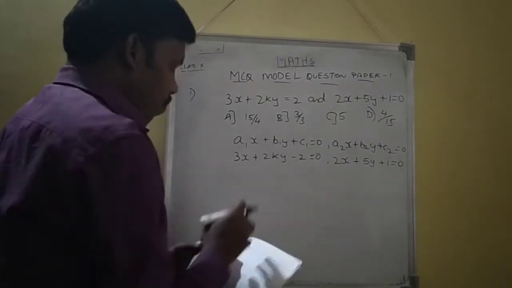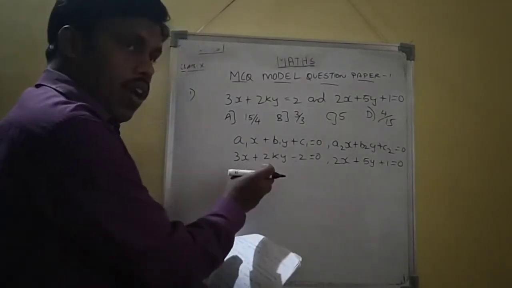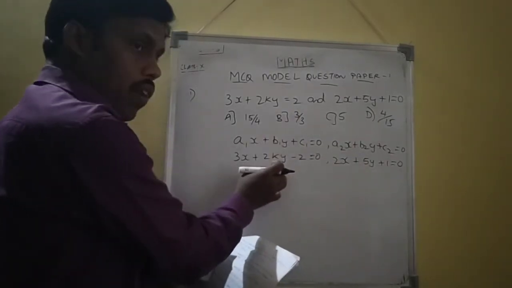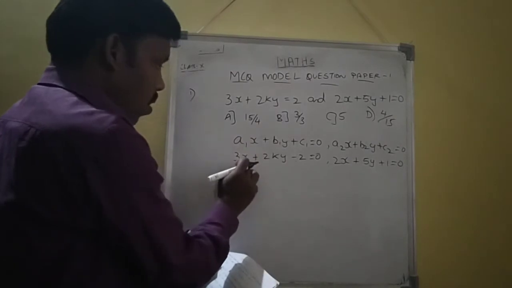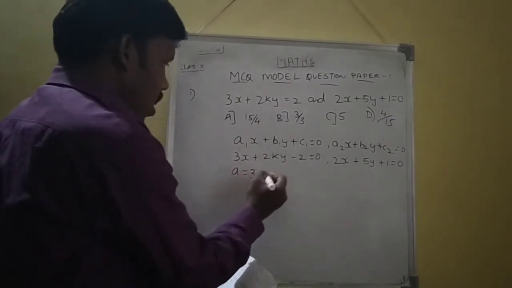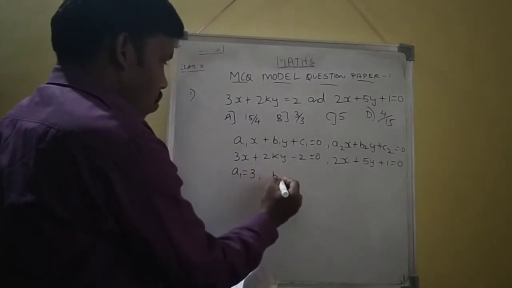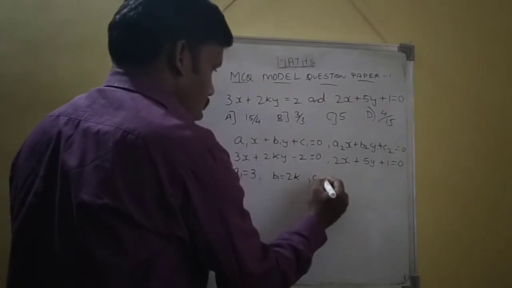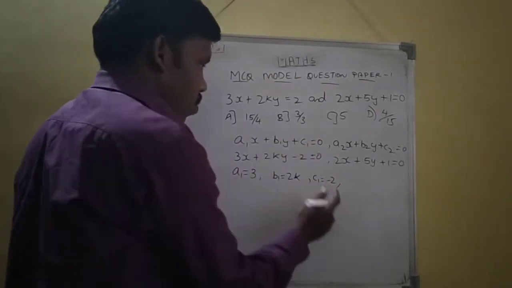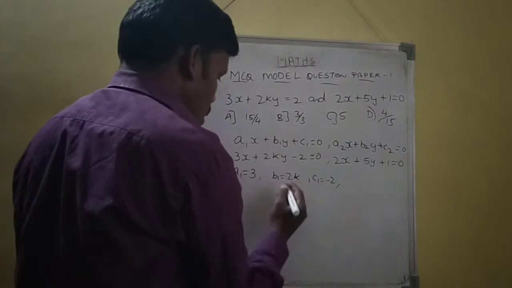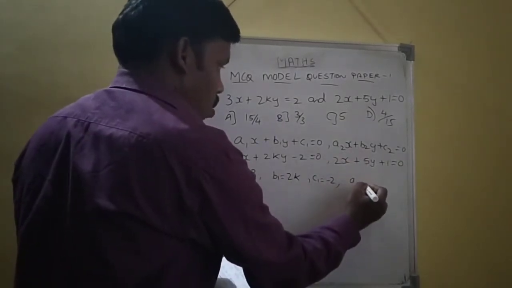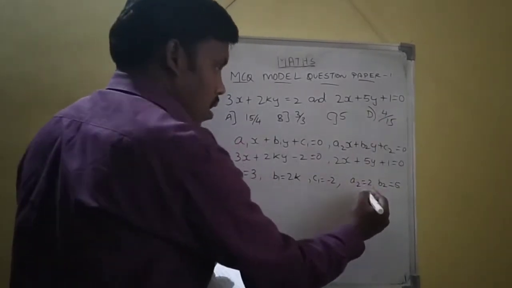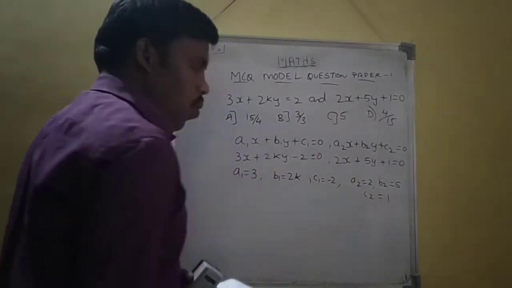Now we have to find out the values of a1, b1, c1. When you compare the standard form with the given equation, the coefficient of x is a1, which is 3, so a1 is 3, b1 will be 2k, and c1 will be minus 2. You take the signs also; plus means no need to mention. Now again, a2 is 2, b2 is 5 and c2 is 1.